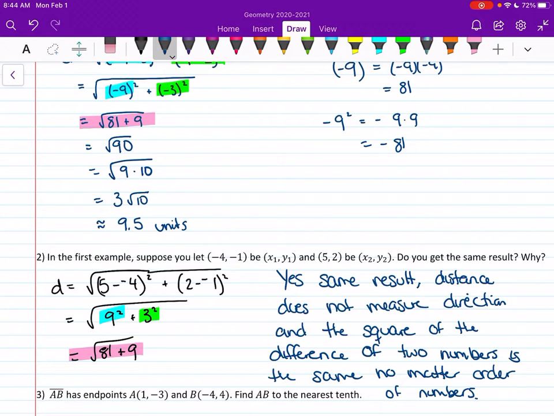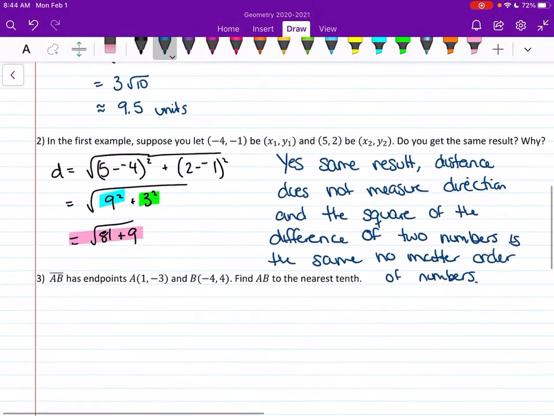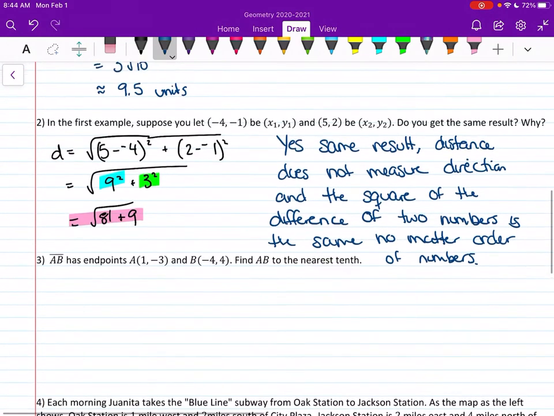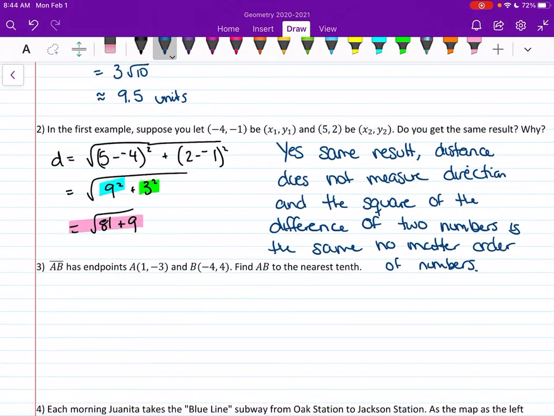All right, let's try the third example. Segment AB has endpoints (1, -3) and (-4, 4). Find AB to the nearest tenth. Reminder, AB without the line over it is talking about the length of segment AB, and nearest tenth is to the first decimal place. So go ahead, pause the video, try this one on your own, and then hit play and see if you get the same answer as me.